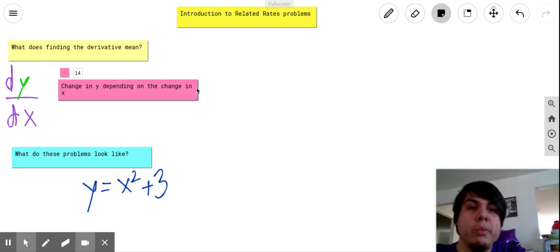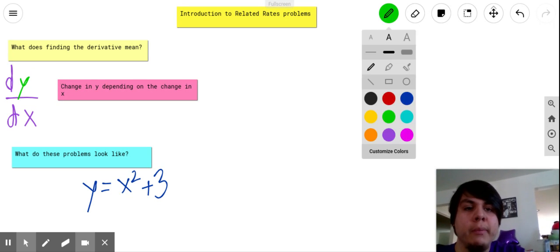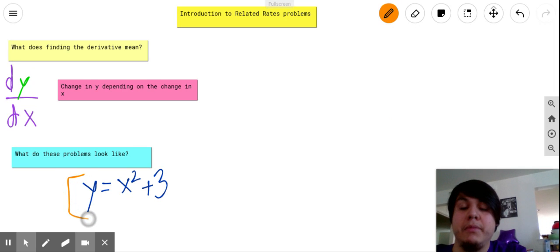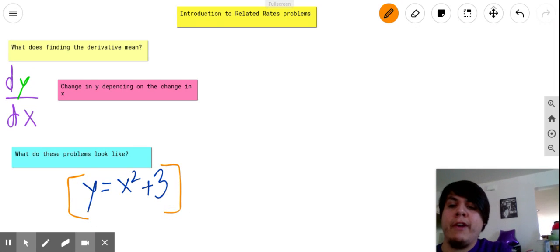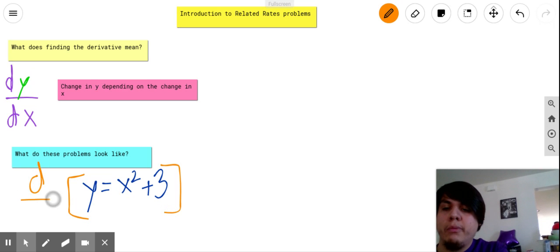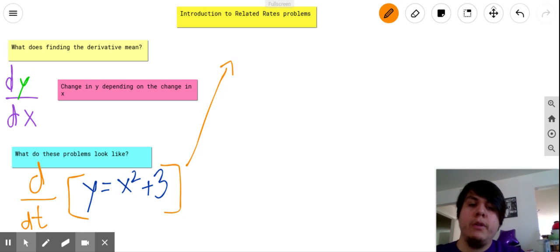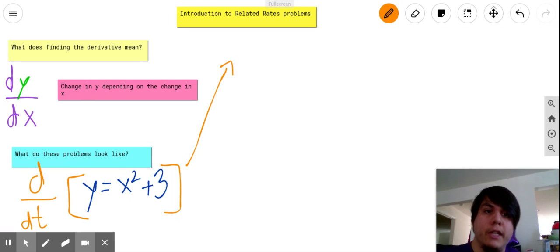So what do these problems look like? In these problems, our independent variable, a good chunk of the time, ends up being time. So we find our derivative with respect to t. So we take the derivative d dt. Right? And from there, we just have to remember our rules from implicit differentiation.